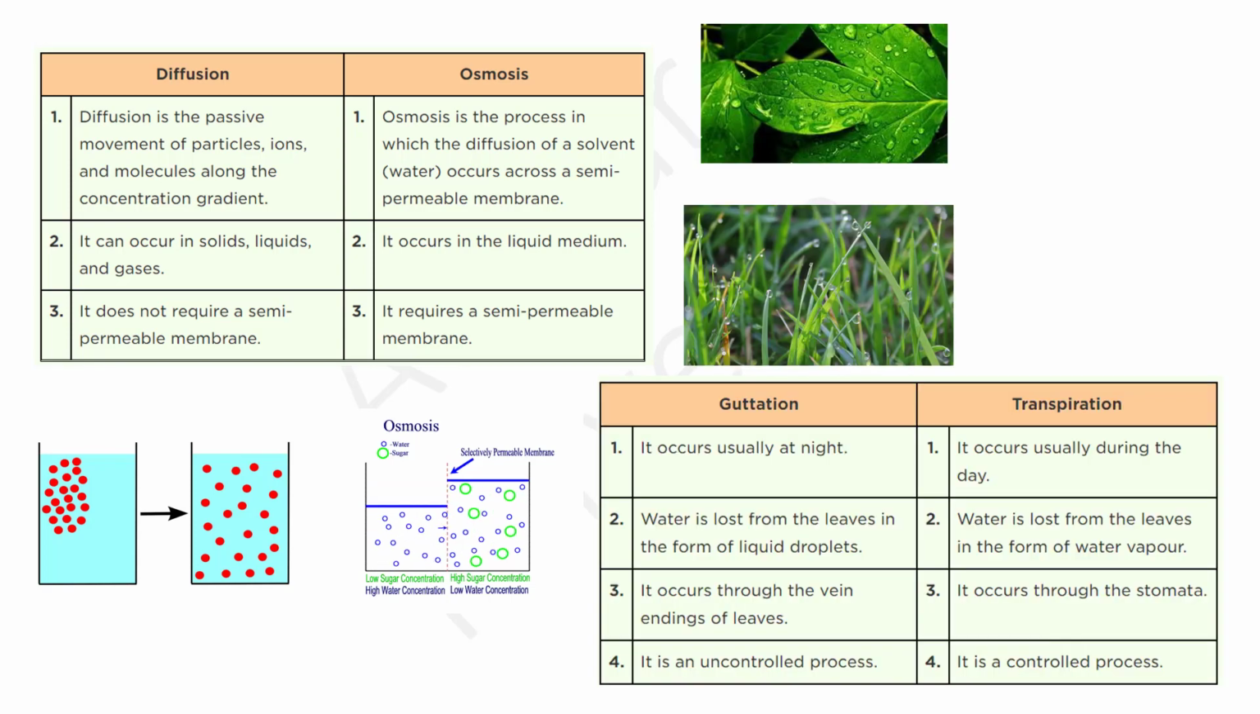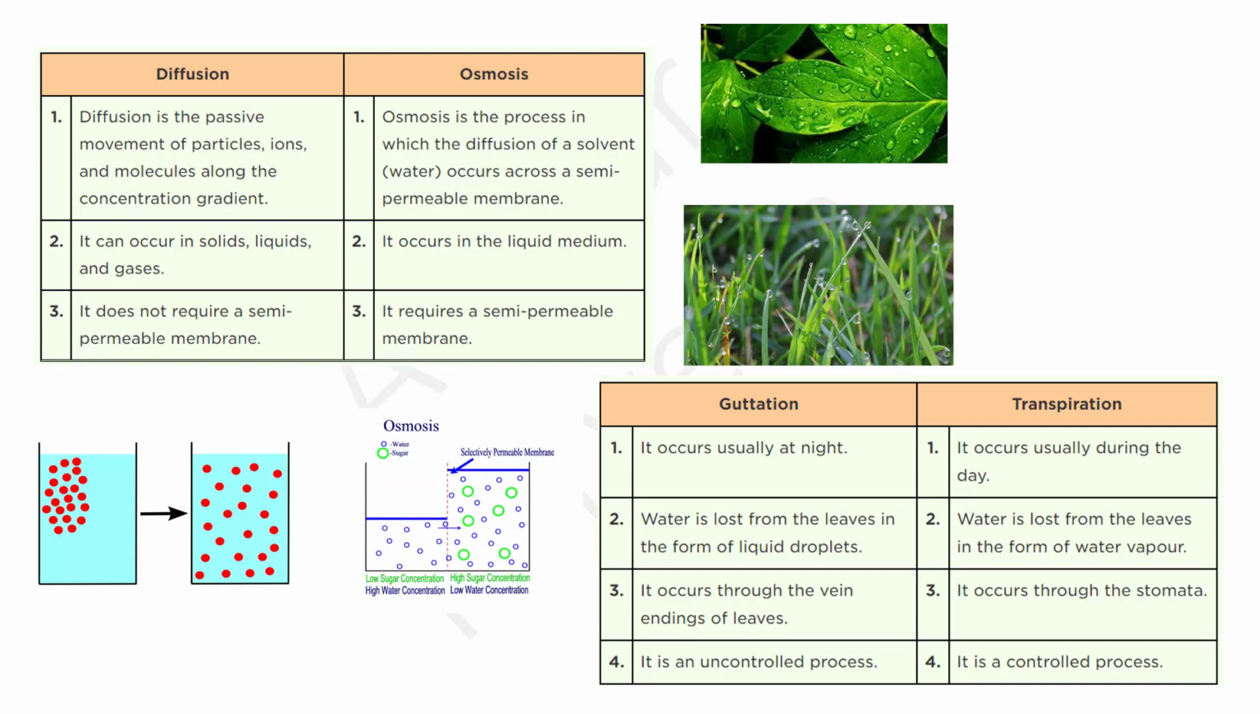Now next they may ask you the difference between guttation and transpiration also. Guttation and transpiration look the same but they are not the same, okay? Because guttation occurs only at night, but transpiration usually occurs during daytime only. You can see the droplets on the leaf. It is not raining, but still you will find water droplets on the leaf.